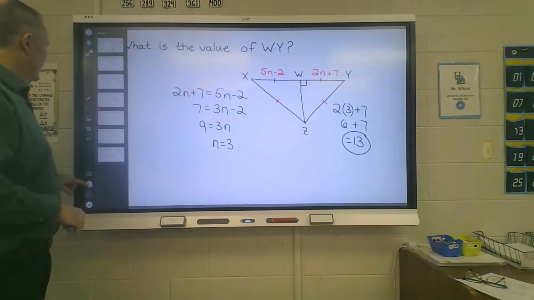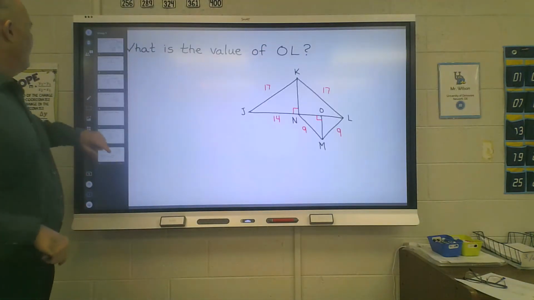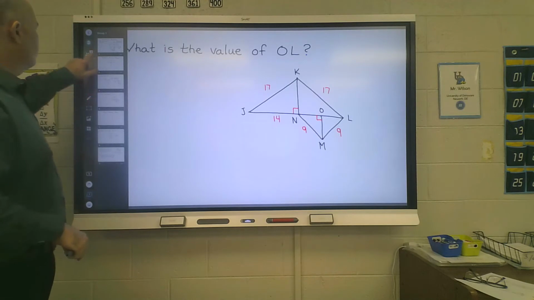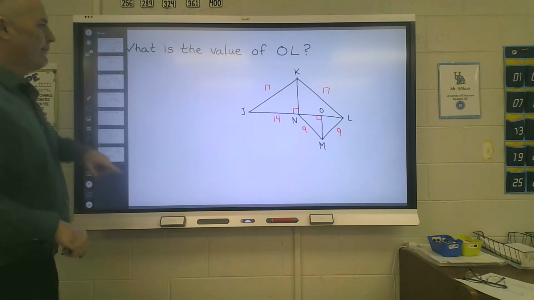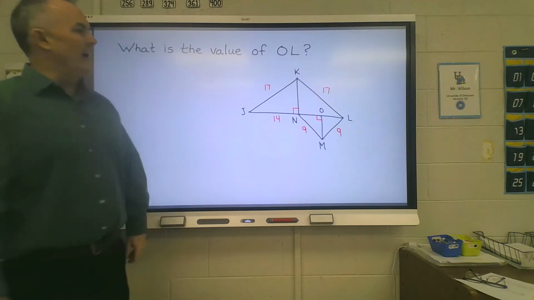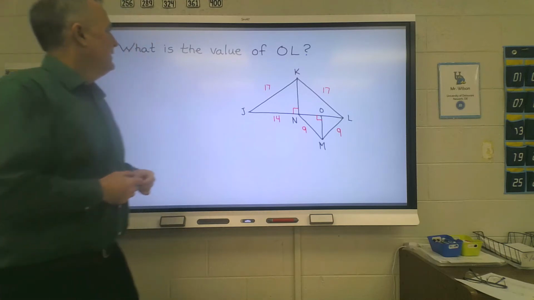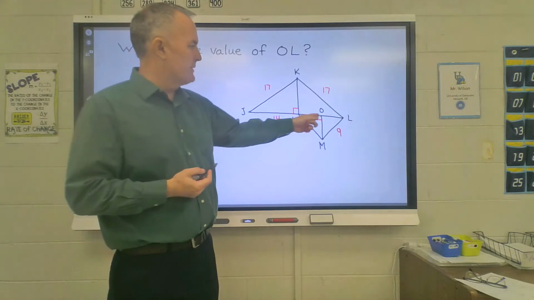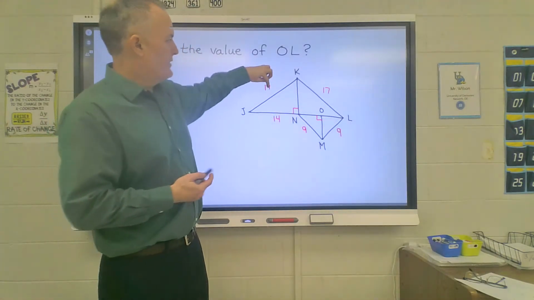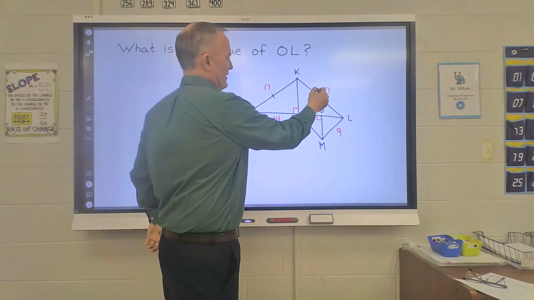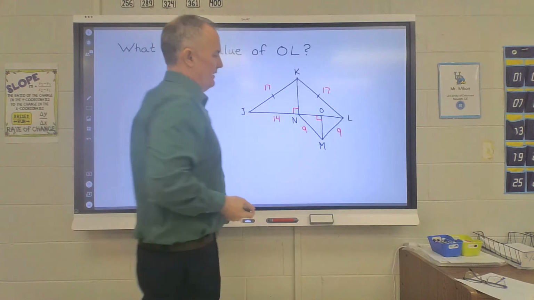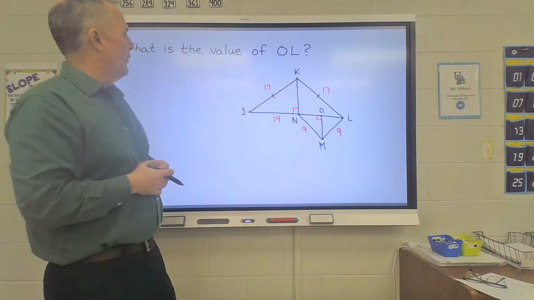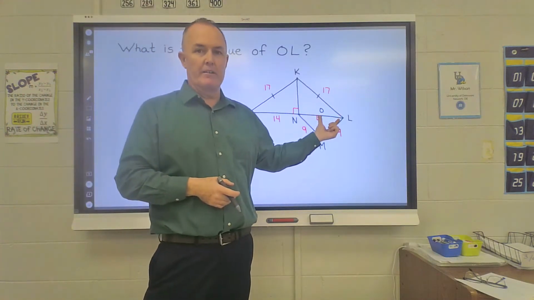All right, one more. How else can we see these? Oh, this one. All right, so what is the value of OL? So here we have a perpendicular bisector, which means both these bottom segments are the same. The two top segments are also congruent to each other. It wants to know the value of OL. It just wants to know the value of that little segment there.